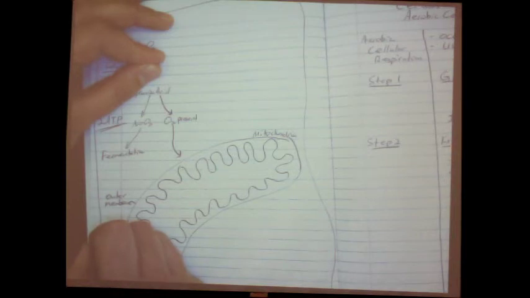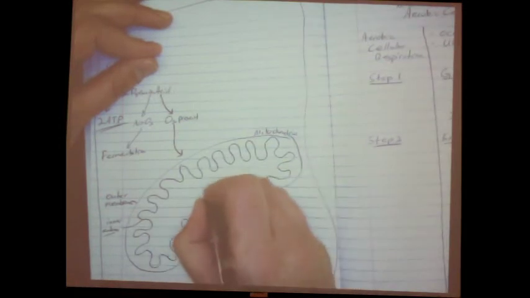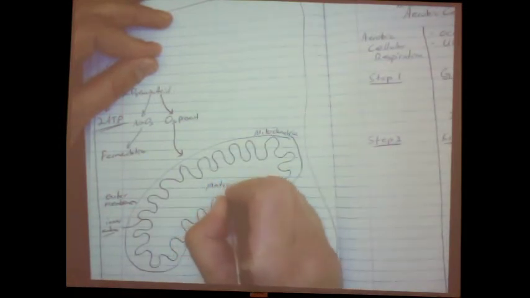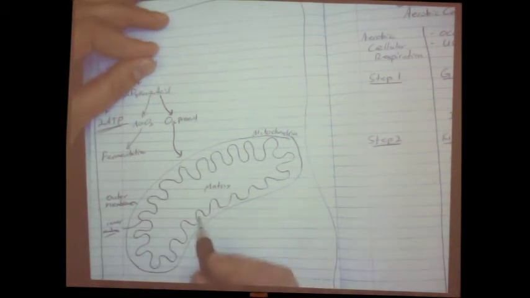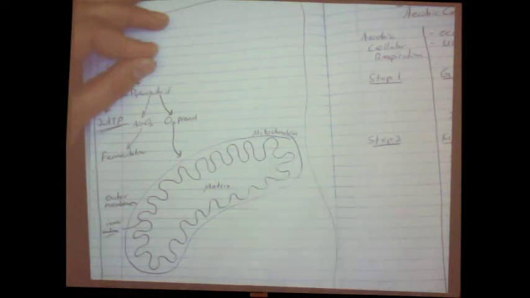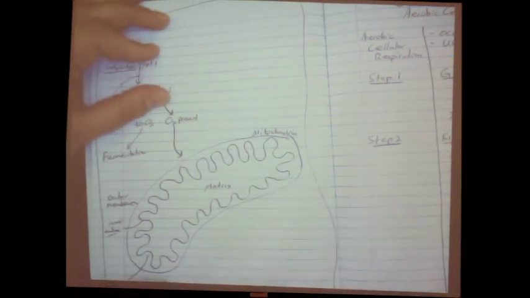Inner membrane. And this space inside here, like I just mentioned, is called the matrix. Then we have all these finger-like projections, these folds sticking into that matrix. These folds, we'll label them right down here. These are called the cristae.